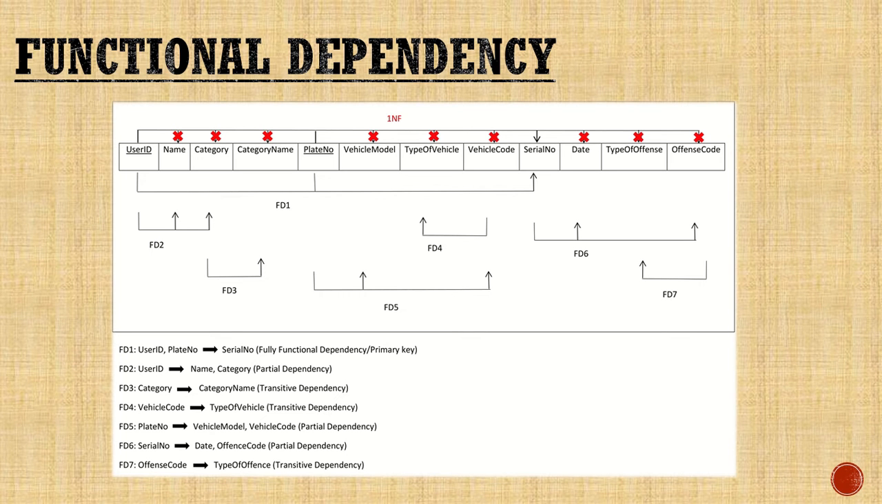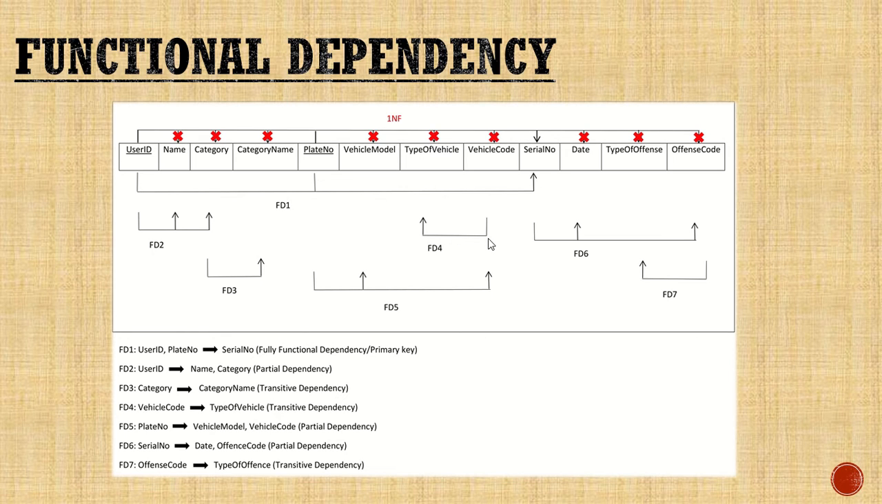This is the functional dependency diagram. For FD1, the user ID and the plate number is the primary key and it will determine the serial number. So this FD is a fully functional dependency. So for the next one, user ID will determine the name and category, which is a partial dependency. For the third one, category will determine the category name. It is a transitive dependency.